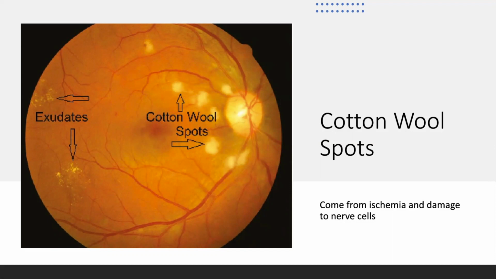Over on the other side of the picture, you can see the contrast with exudates. Exudates tend to be a little bit more like yellowish sand thrown in the retina, and cotton wool spots are more like clouds. That's how we differentiate. We can also do some scans to help us differentiate the two if we need to.